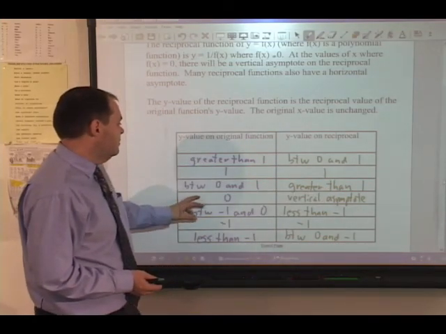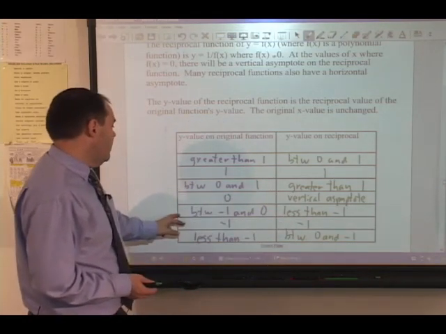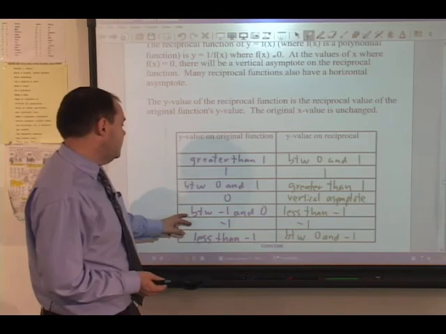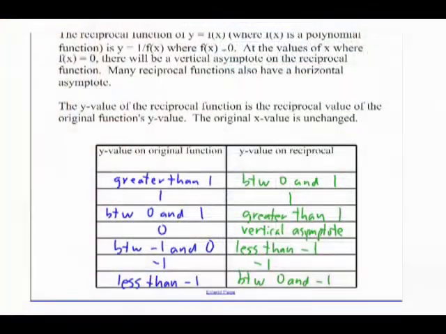Y values of 0, that's where our vertical asymptotes came into play. Y values between -1 and 0 became less than -1. And y values of -1 stayed as y values of -1. And y values less than -1 became y values between 0 and -1.